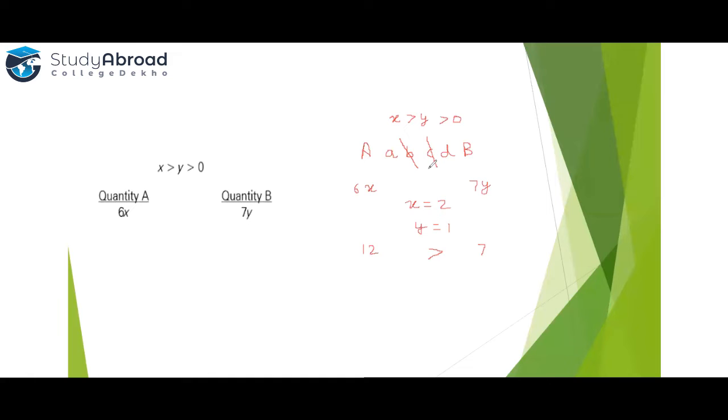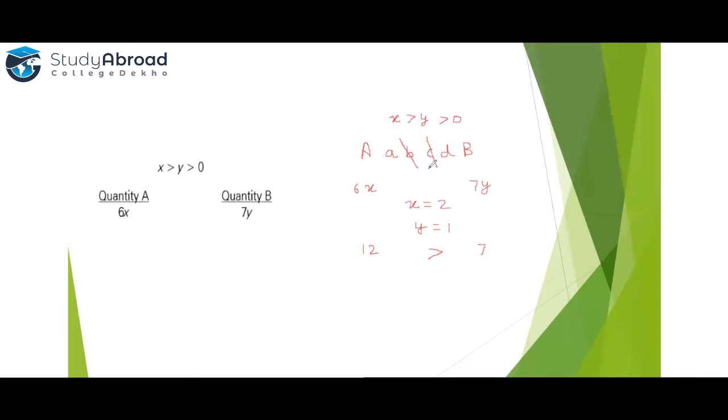Now, the main question is what type of number we should try to get a different answer. For the previous question, we found out that I first tried a positive number, then I tried a negative number, and then I was able to get to my desired result, that there is no relation between the two quantities. But now in this case, I've tried one value. Can I try a negative value?